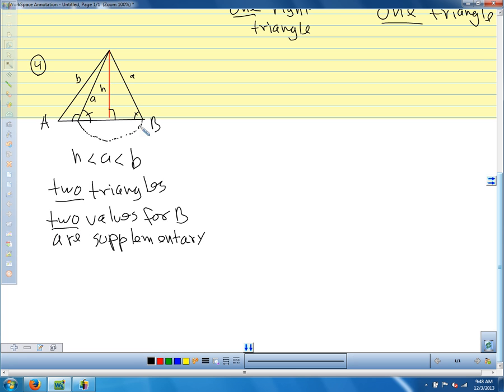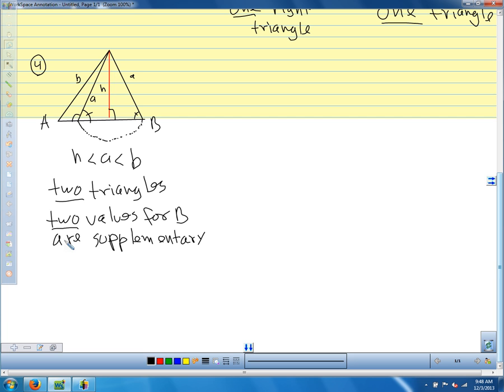So we would use the law of sines to figure out one value for angle B, and that would give us a value for angle C, and then we could find side C. The other possible value for angle B would be supplementary to that first one we found. Then we would use that one to find the other possible value for angle C, and that would give us a second possible value for the side of this triangle. So we get the big side or the short side. So that's when we get the ambiguous case, when A is larger than the height, but smaller than the side of the triangle.